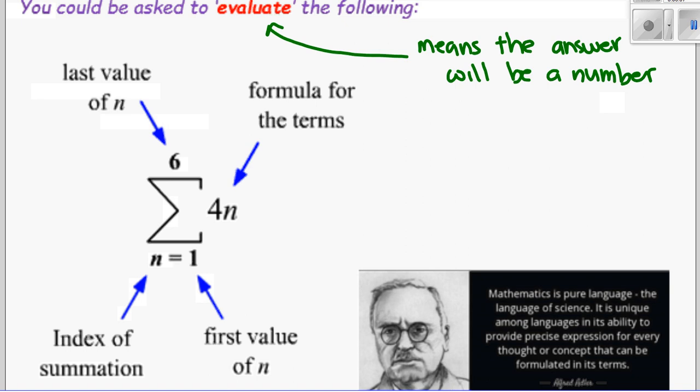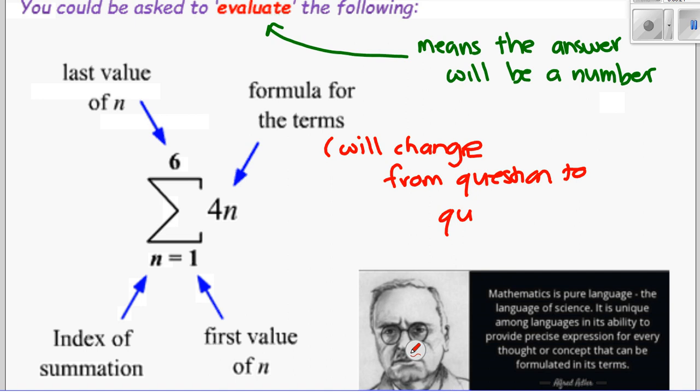So the formula for the terms will change from question to question. Just so you're aware, that formula is just an example. It just occurred to me that you might think it's always that formula, but it's not. When you see sigma notation, you always see the big sigma, the sum sign. You'll be given some kind of formula. You'll always be told down the bottom what the first value of n is going to be. Technically they call that the index of summation, not a big deal.